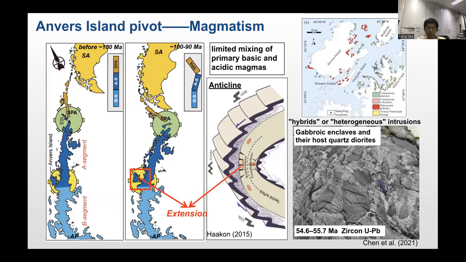There is a very strange magmatism at the place of the Livingston Island. This island is also a pivot of the difference of the A segment and B segment, and we think that the deformation process of this island is similar to an anticline, because when the anticline formed, the extension will occur at the connection point of different parts of the fault. So we can also find a lot of enclaves and their host rocks. This island represents a rapid uplift with limited mixing of primary basic and acidic magmas.